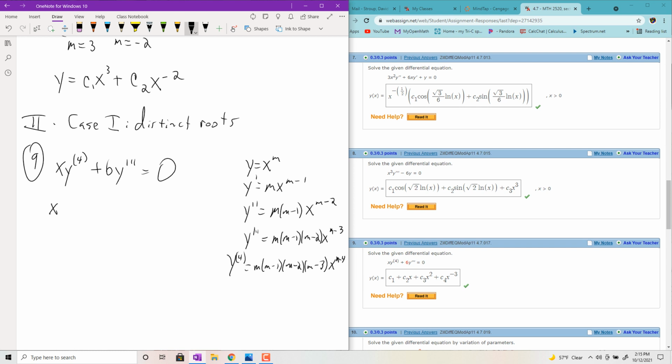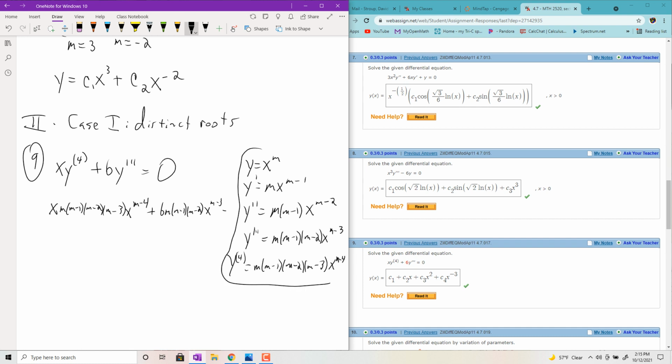Okay. So plugging that into my differential equation, I'll have x times m times m minus 1 times m minus 2 times m minus 3, x to the m minus 4, plus 6 times the third derivative, m times m minus 1 times m minus 2, x to the m minus 3.